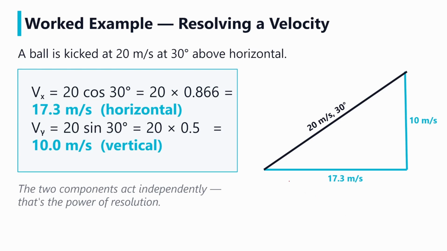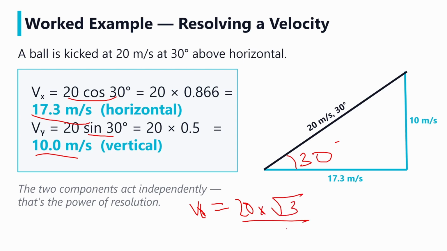Well, we know that this is 30 degrees, and if you take the cosine formula and the sine formula, you get this is 10√3, this is 10, right? How? Well, Vx equals 20 cosine of theta, which is √3 by 2. So you basically get 10√3 as Vx.